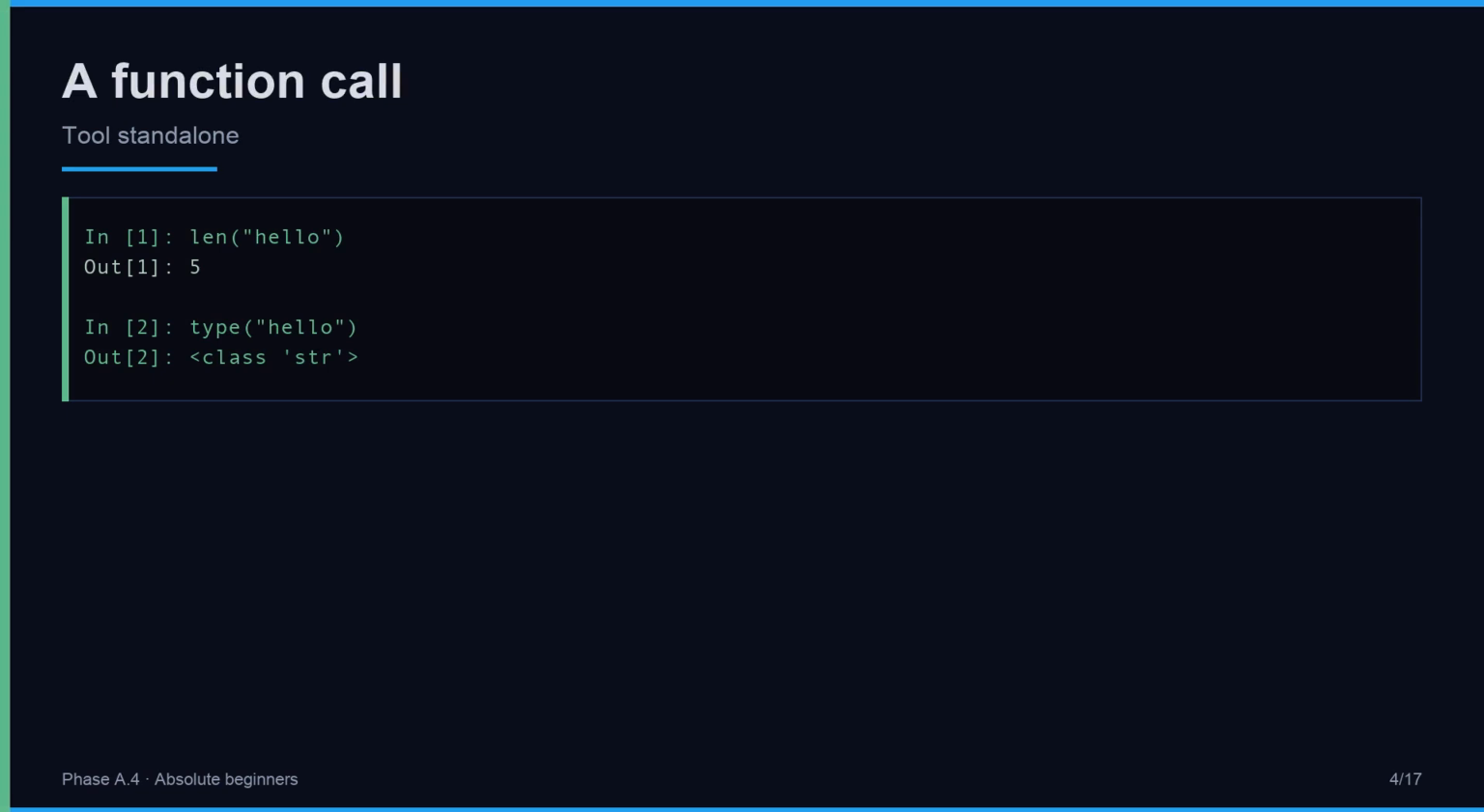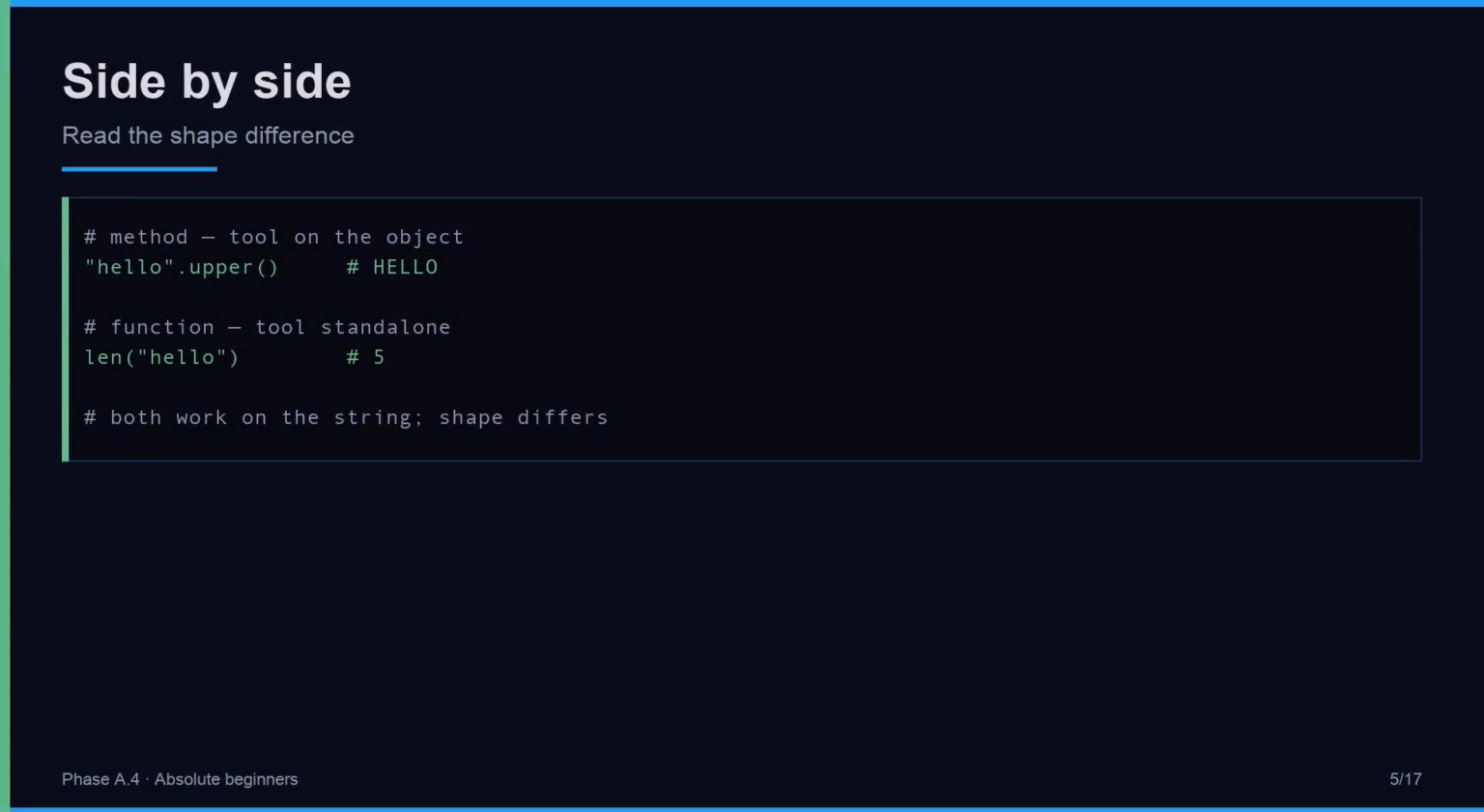Object owns the tool. Here is a function call. Len of hello gives back 5, the length. Type of hello gives back str, the type. The tool, len, stands alone. You write the function name first, then pass the string as an argument inside parentheses. The function does not belong to the string. It takes the string as input. Tool takes the object.